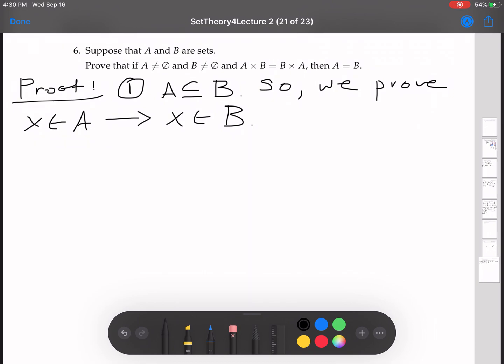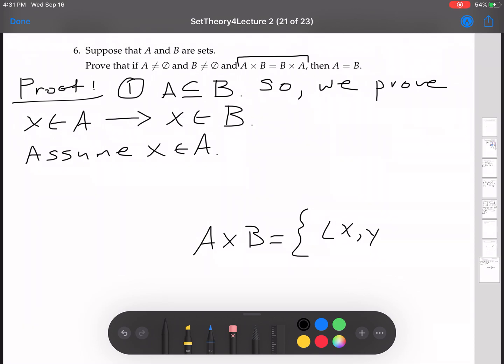So assume x is in A. Okay, so now the idea is we're going to use this piece right here. Now the problem is that elements of A cross B have ordered pairs in them. It doesn't have just x in it, but we just have x right there. But we can get around that because we know that B is not empty. That's also an assumption.